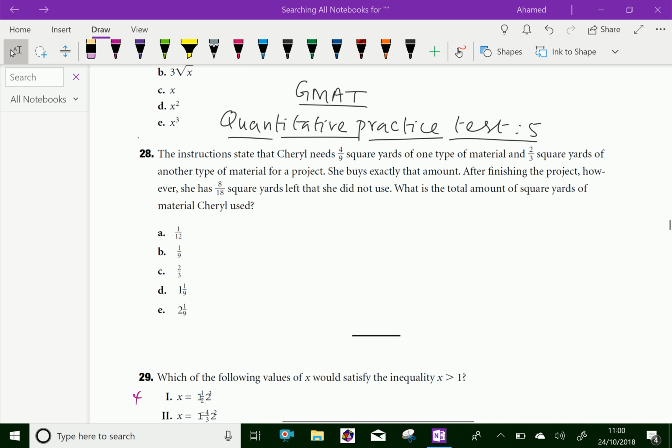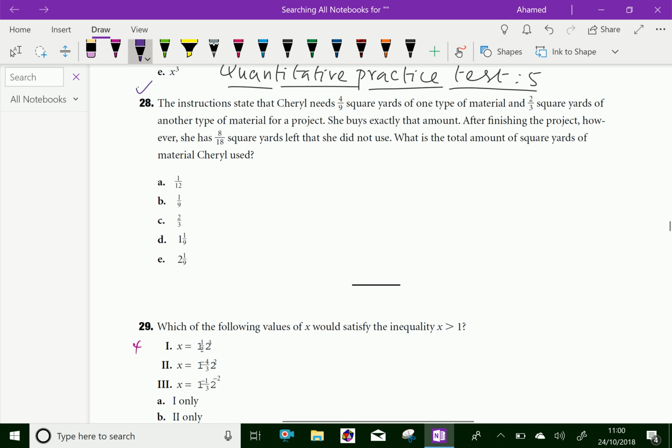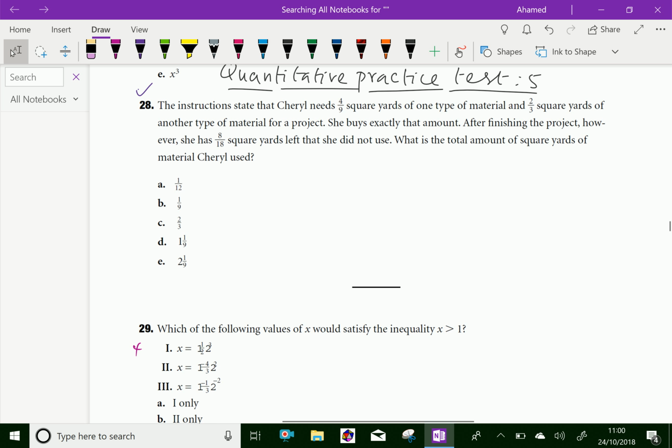Look at this example. The instructions state that Cheryl needs 4/9 square yards of one type of material and 2/3 square yards of another type of material for a project. She buys exactly that amount. After finishing the project, however, she has 8/18 square yards left that she did not use. What is the total amount of square yards of material Cheryl used?